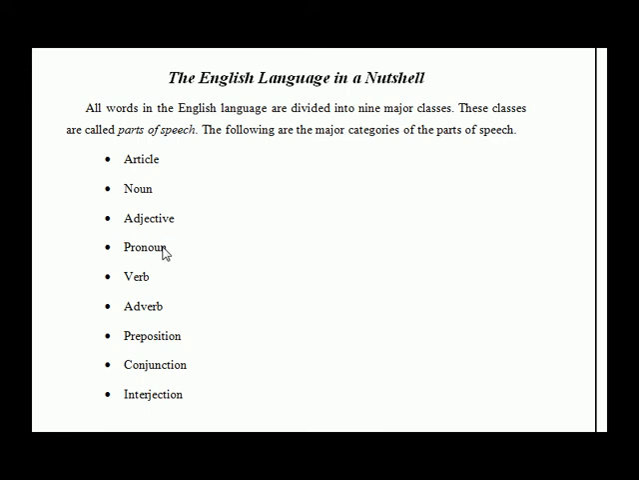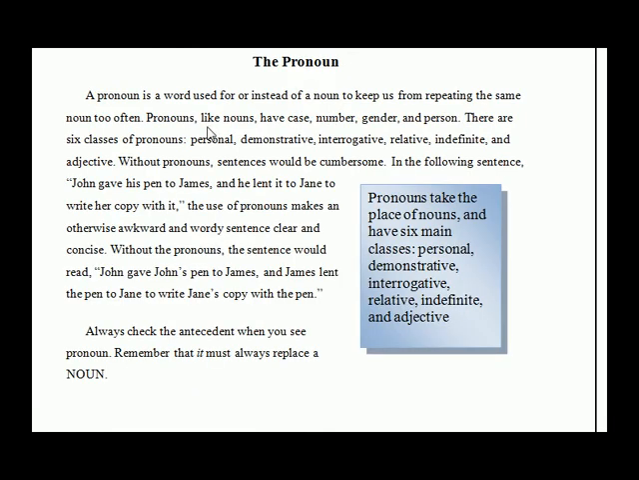So we now go to the next category, which is the pronoun. Have a quick look at what a pronoun is and then look at a few examples that you might get in the test around this one. So this is what a pronoun is, essentially a word used in place of a noun to prevent us from repeating the same noun too often.